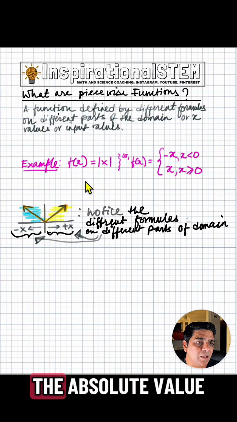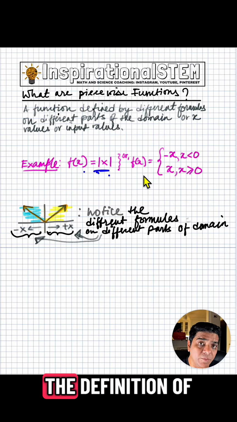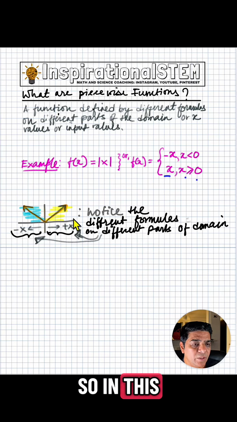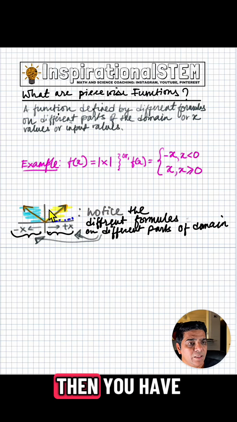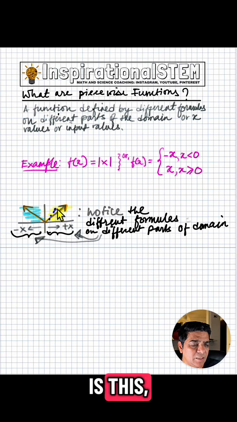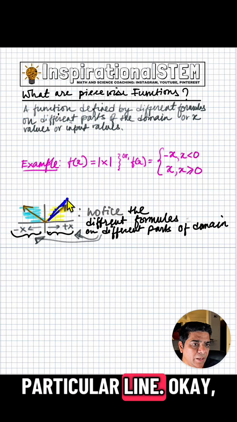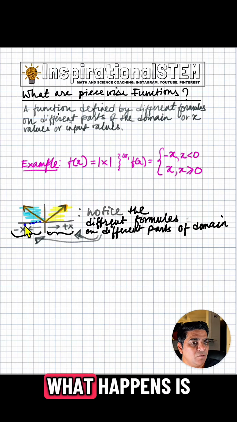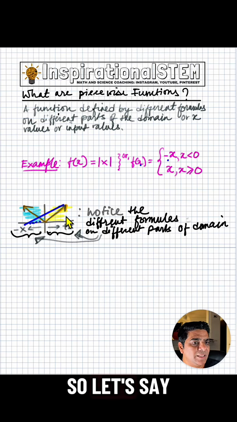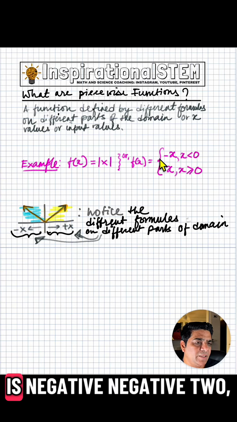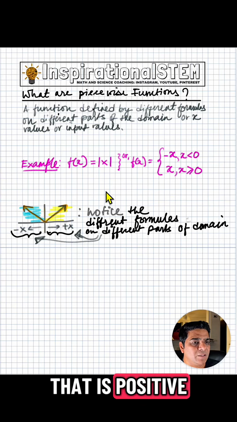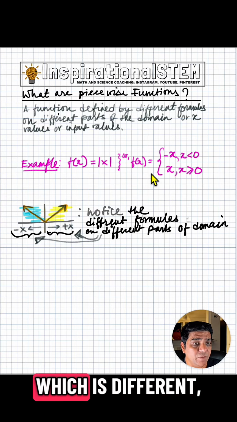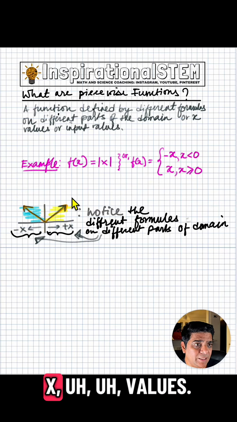The common example is the absolute value function. f of x is the absolute value of x. We know from the definition that it's equal to positive x when x is greater than or equal to 0. So when x values are greater than or equal to 0, f of x is this particular line. When x is less than 0, that means in the negative values of x, f of x equals negative x. So let's say you have negative 2, then f of x is negative negative 2, that is positive 2. So it's again going to be over here. Okay, so that's basically a piecewise function, which has different formulas on different parts of the x values.